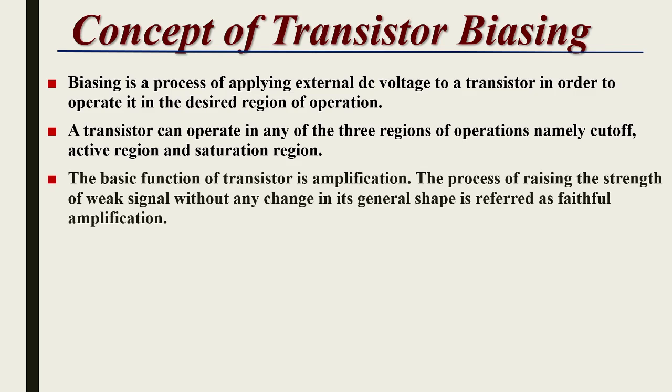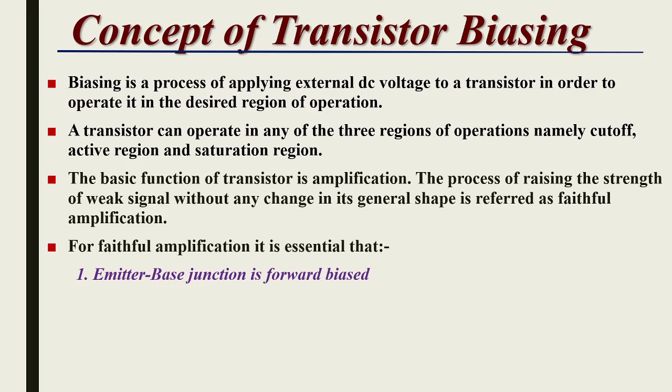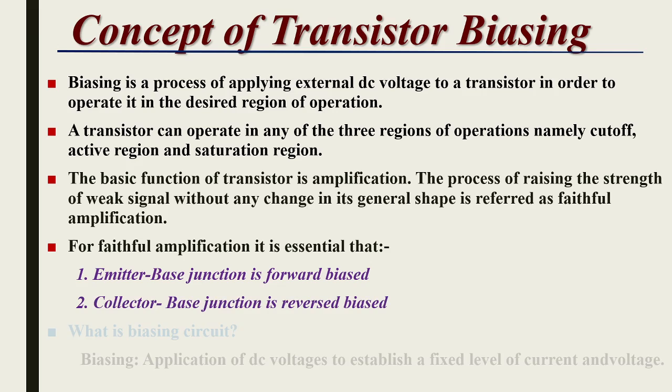The basic function of a transistor is amplification, and the process of raising the strength of a weak signal without any change in its general or original shape is referred to as faithful amplification. For this faithful amplification, it is essential that the emitter base junction, that is the input junction, is forward biased, and the collector base junction must be reverse biased.